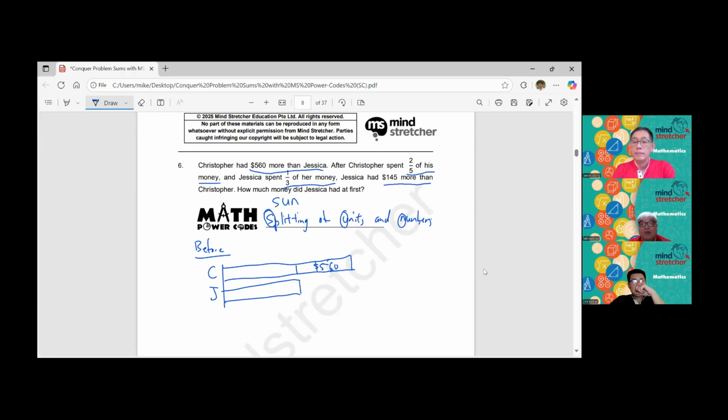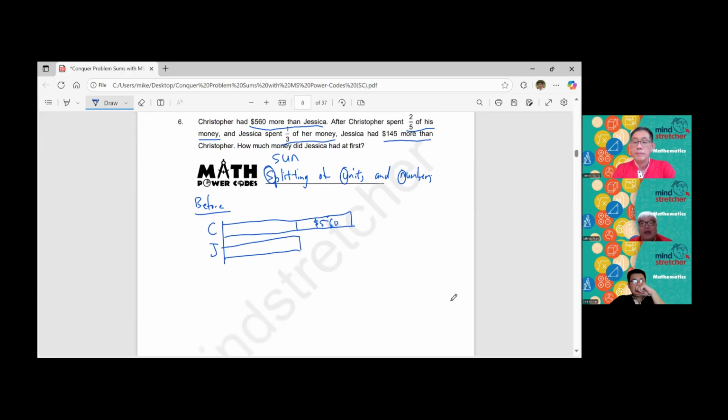Okay. So far, the before model, you all should be okay, right? Christopher has $560 more than Jessica. So now the next step. We know that Christopher spent 2/5 and Jessica spent 1/3.